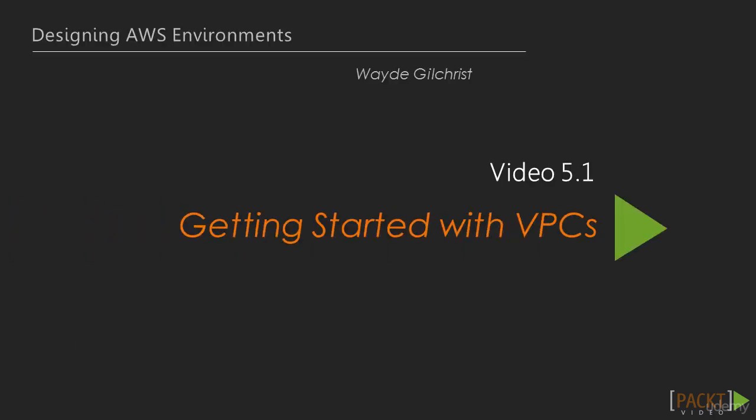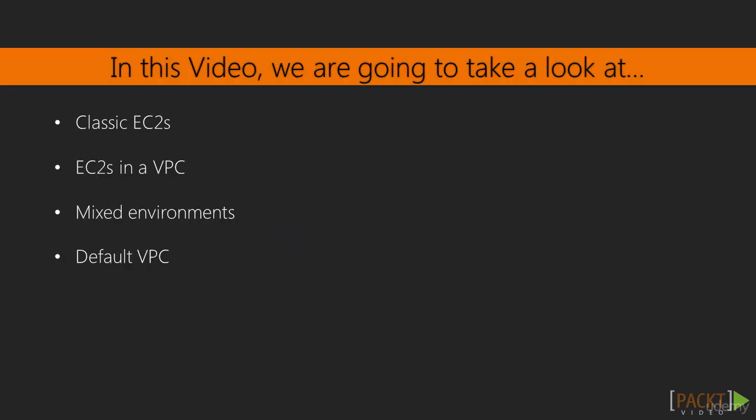In the first video in this section, Getting Started with VPCs, we will begin with a little history lesson by talking about classic EC2s and comparing them with EC2s that are launched in a VPC. We'll also talk about how to cope with an environment with both classic and VPC EC2s. And we'll end this video with the easiest way to get started with VPCs, using the default VPC.